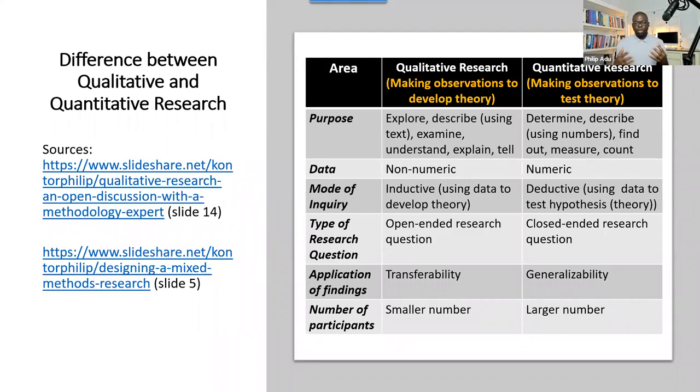Most of the time, when you're doing a qualitative study, you use a small sample size. Sometimes you use 10, 11, or maybe 5, sometimes 1 participant, right? So in a quantitative study, you use a large number, maybe 100 or 120 or 170 or sometimes 300. These are the main differences between qualitative research and quantitative research.